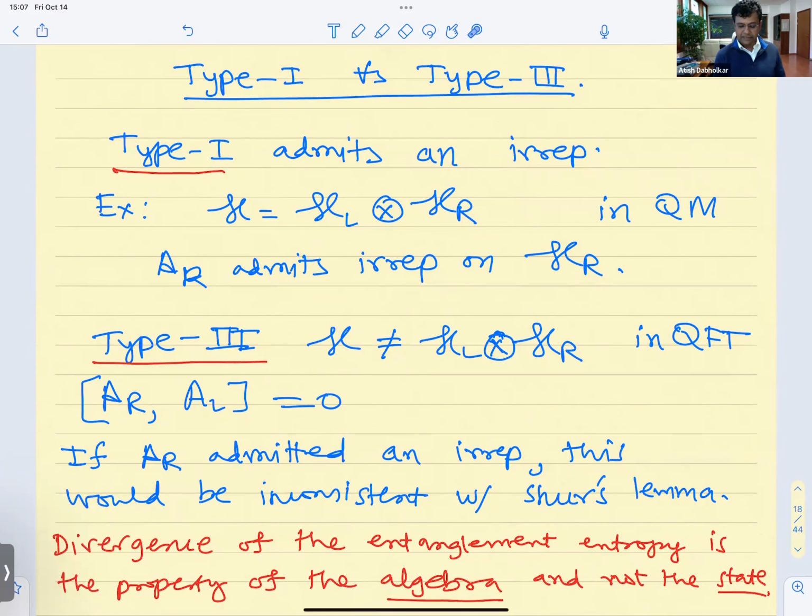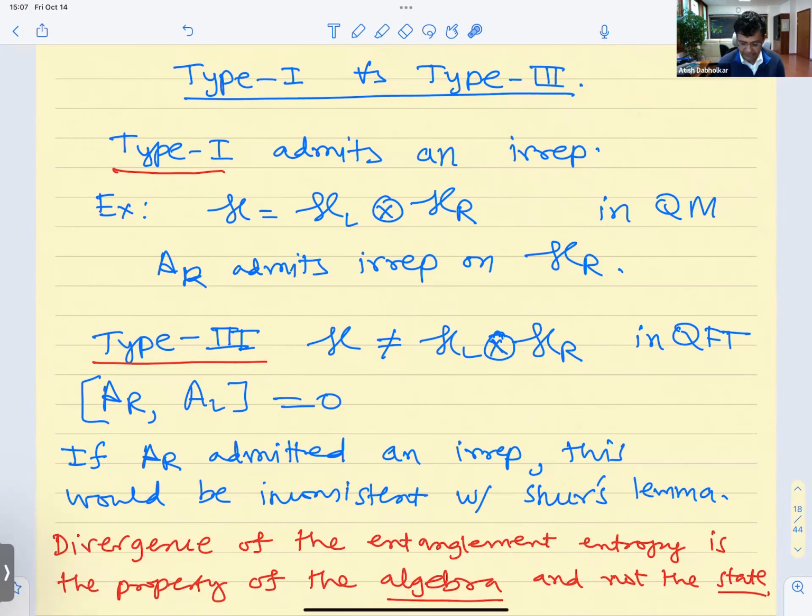This is not the case in the quantum field theory example that we considered, because imagine you have the algebra of local observables on the right Rindler wedge. If they actually furnished an irreducible representation on the right Hilbert space, as happened in the case of quantum mechanics, then because they commute with all the left operators, by Schur's lemma these operators would be equal to identity, which is not the case. So therefore, the summary is that the quantum field theory von Neumann algebra is type 3, since it does not admit an irreducible representation, whereas the quantum mechanical case was type 1.